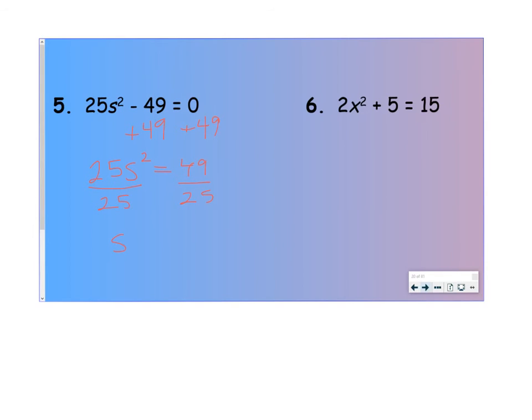That gives me s squared is equal to 49/25. And now we're going to take the square root of both sides. That's going to leave me with s is equal to. Now what's nice about this one is they're both perfect squares. So the square root of 49 is 7. And the square root of 25 is 5. So we have 7/5, which is also 1.4.